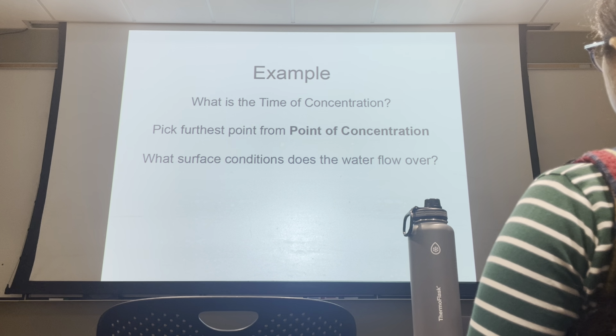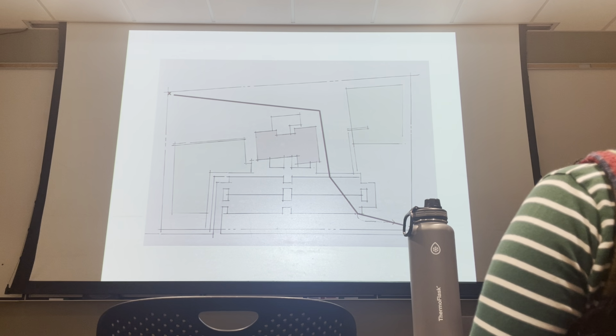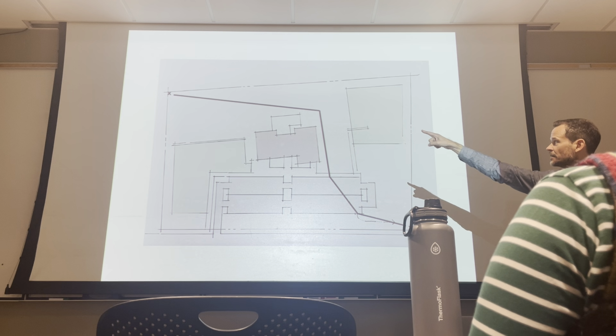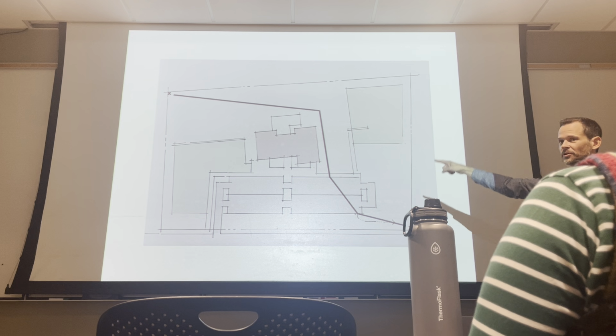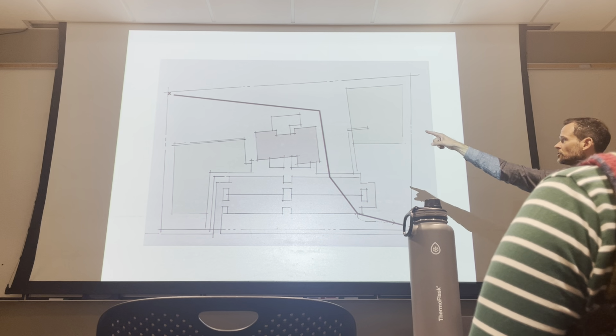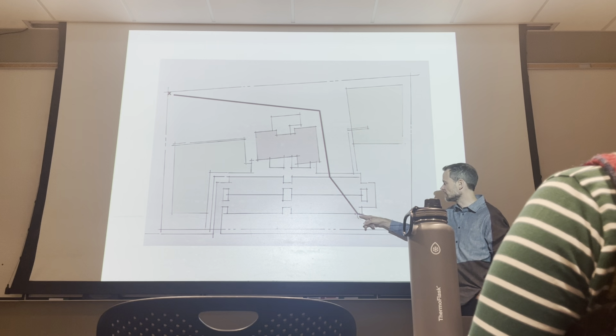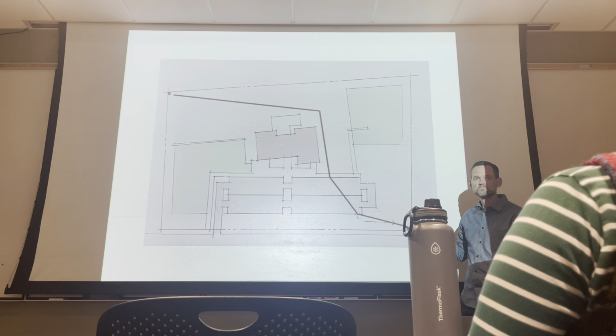What surface condition does the water flow over? I charted the way the water was going to move across the site. The water was going to move through the landscape area around the building, because that's how I graded it. Your project, your water will move in a way that you designed it. The water is moving, it goes around the building, it enters the parking lot, crosses the parking lot, and then goes into the vegetated swale.